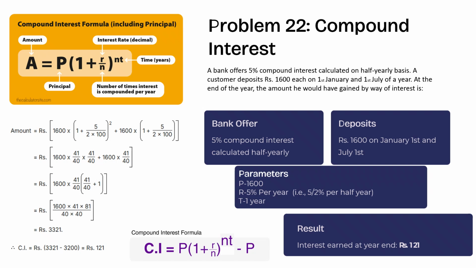So 1600 into 41 into 81 divided by 40 into 40. If we simplify this, the answer will come to 3321. Okay, it is the amount.